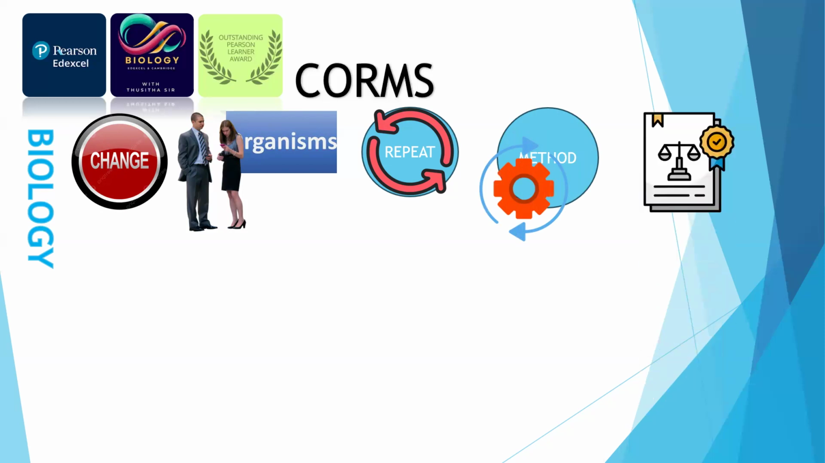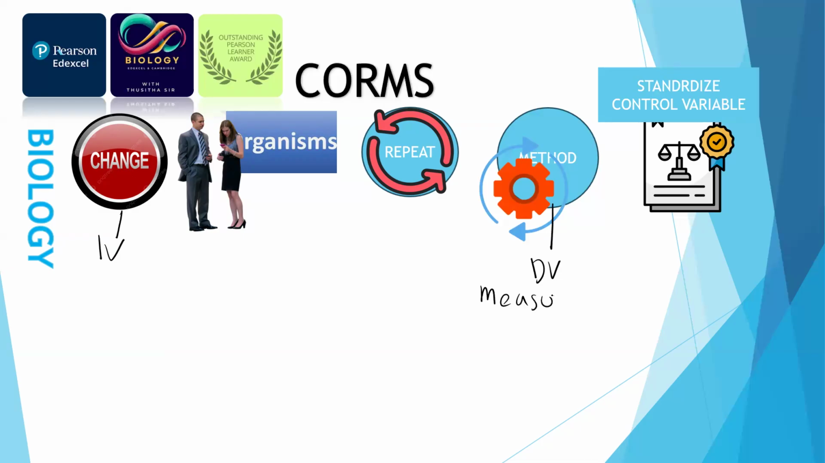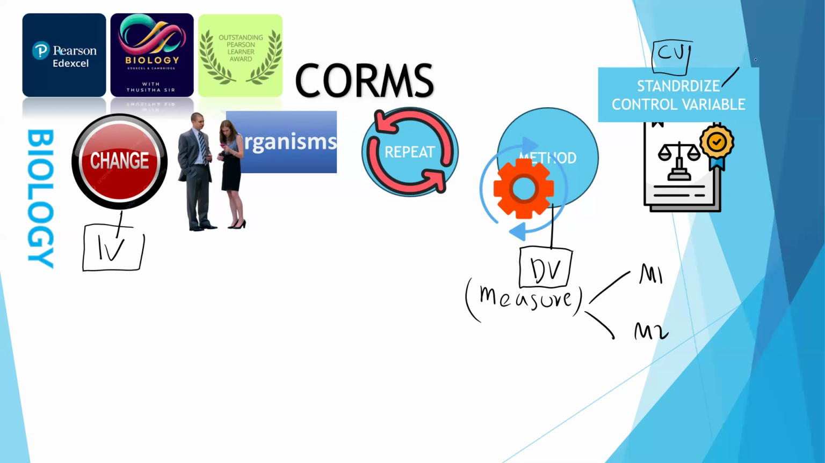And then standardizing control variables. That means when you are doing an experiment, you have 2 variables. What you change is the independent variable, and what you measure is the dependent variable. Now, apart from these 2 variables, whatever else you write is called a control variable. So you have to propose 2 control variables, and usually 2 measurements. So M1, M2, S1, S2.